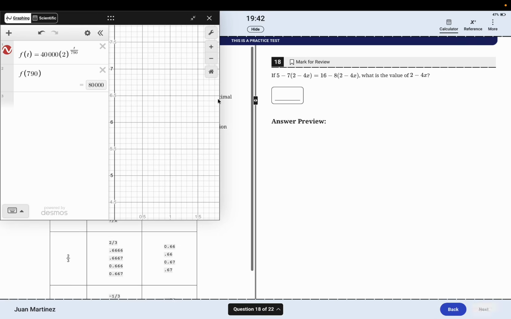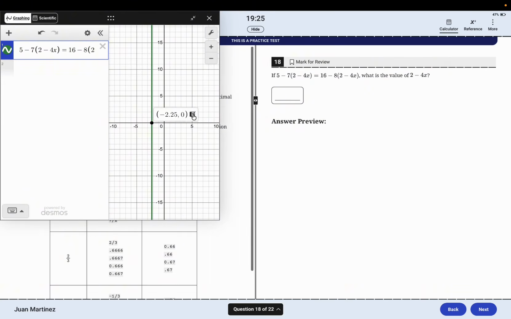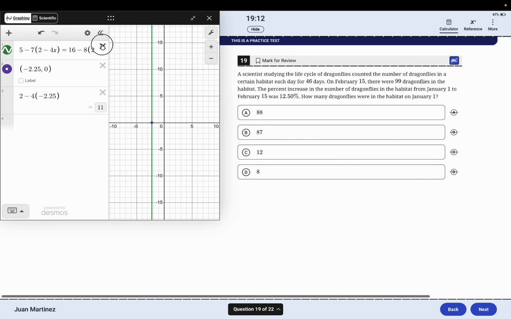I did pick B, right? Yeah, okay, I did. This one's again pretty easy. Just plug it into Desmos. 2 minus 4x. We get the value negative 2.25. So 2 minus 4, negative 2.25. We get 11. So, yep.